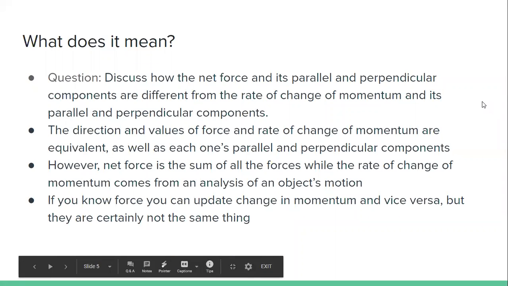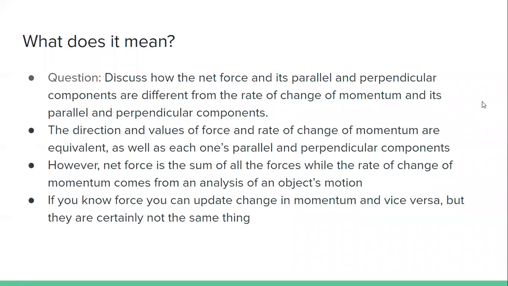So for the "what does it mean" question for this lab, it was asking to discuss the differences between net force and its parallel and perpendicular components compared to the rate of change of momentum and its parallel and perpendicular components. So the direction and values of all of these will be the same, and they'll be pointing in the same direction and be the same length. However, net force is the sum of all the forces, while the rate of change of momentum comes from an analysis of the object's motion. So they come from two completely separate things. If you know force, you can update your change in momentum, and you could do the same thing backwards. However, they're certainly not the same thing, even if they have the same direction and magnitude.